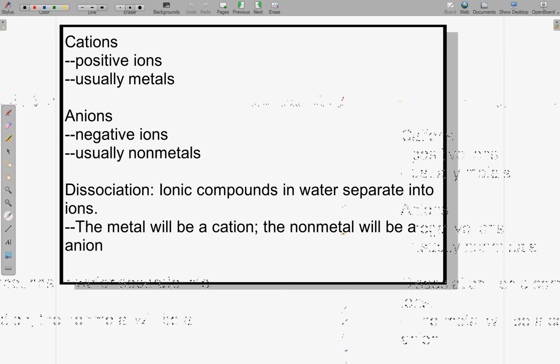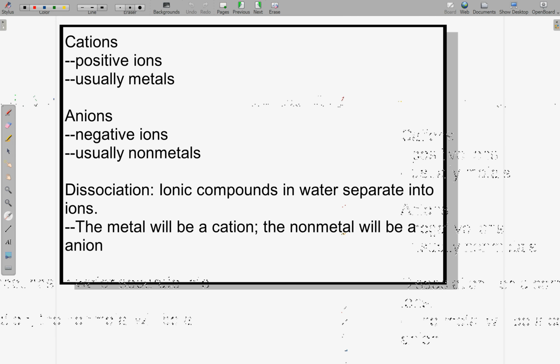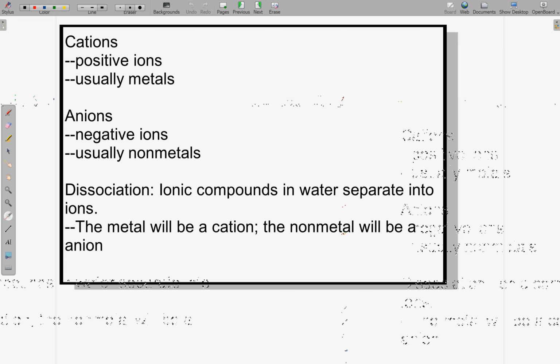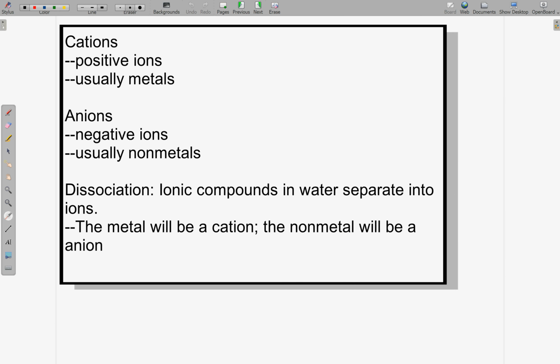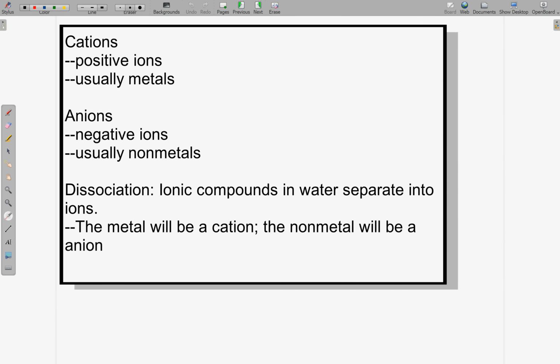All right, cations are positive ions. Usually these are metals. Anions are negative ions. These are going to be nonmetals. Dissociation is where an ionic substance dissolves in water and it separates into ions. The metal is going to become a cation, and the nonmetal is going to become an anion.